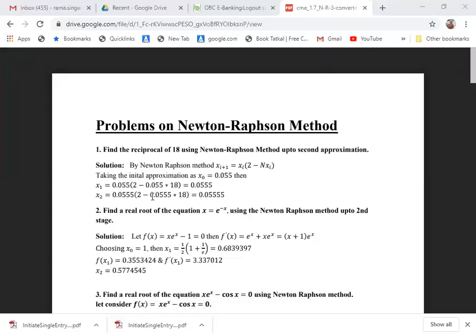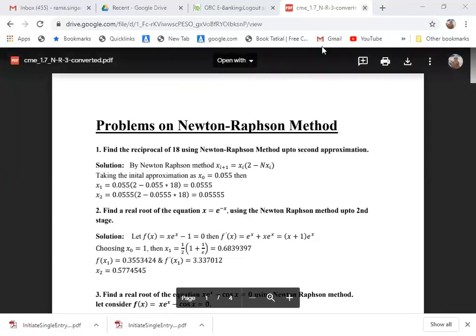Anyhow, we are finding the reciprocal of 18. That means 1 by 18 value is required, for which we are taking Newton's iteration formula as x_{i+1} equal to x_i into (2 minus n x_i). This is same as 2x_i minus n x_i square.